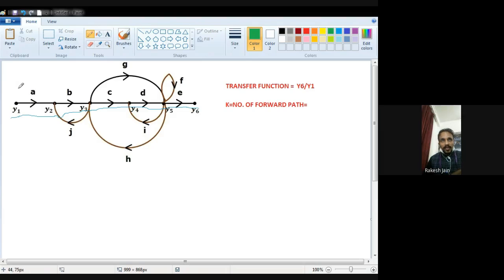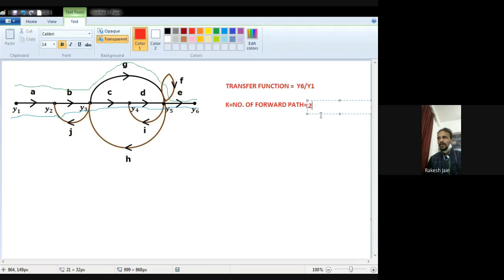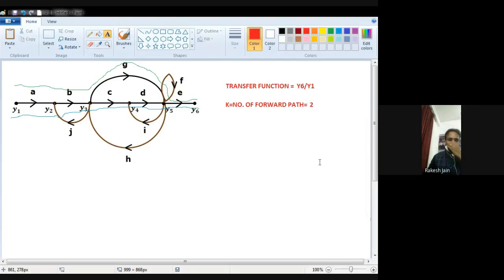And where is the second forward path? Now see, is there any other path left? Yes. We start from y1, that is my input side. Gain is A, then B, nothing is repeated. Then I jump to the upper side, which is denoted by G in the question, and then E. Again I start from the starting point and reach the destination without repetition of any node. So these are two forward paths. What is the value of k? Because we find two forward paths, k is equal to 2.